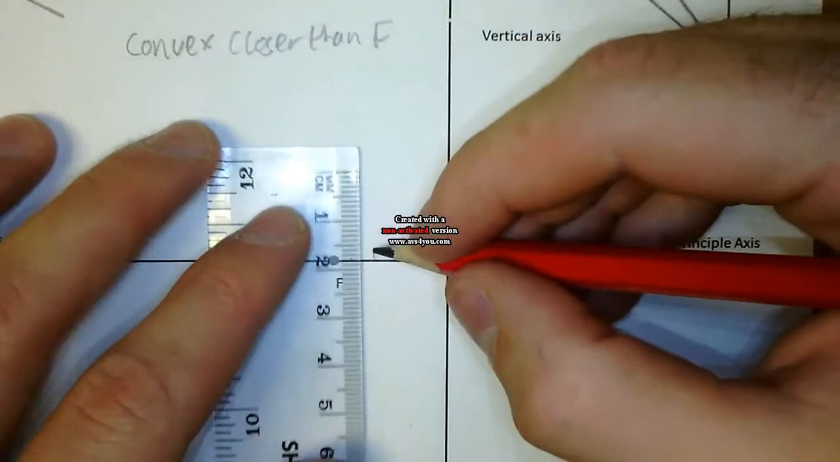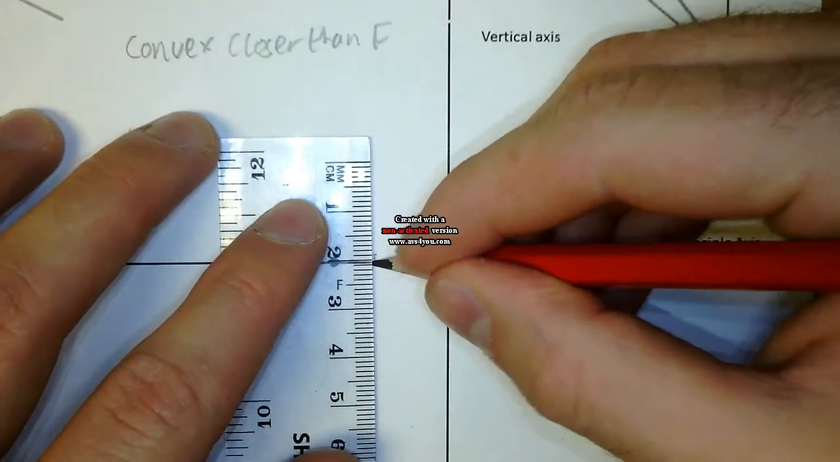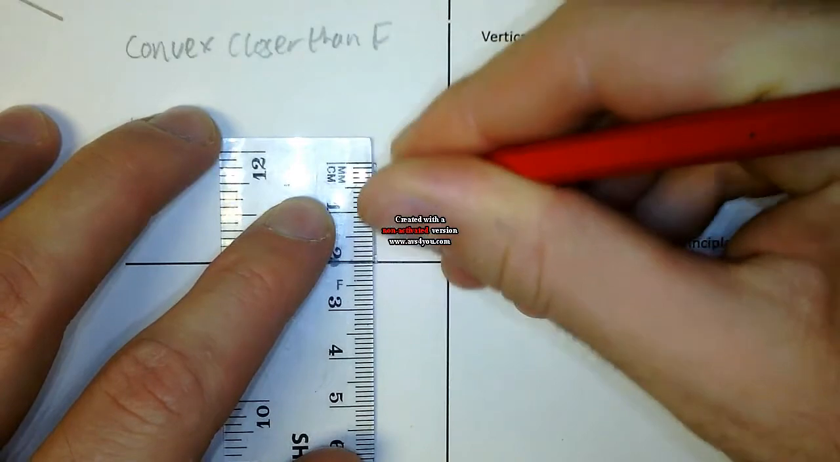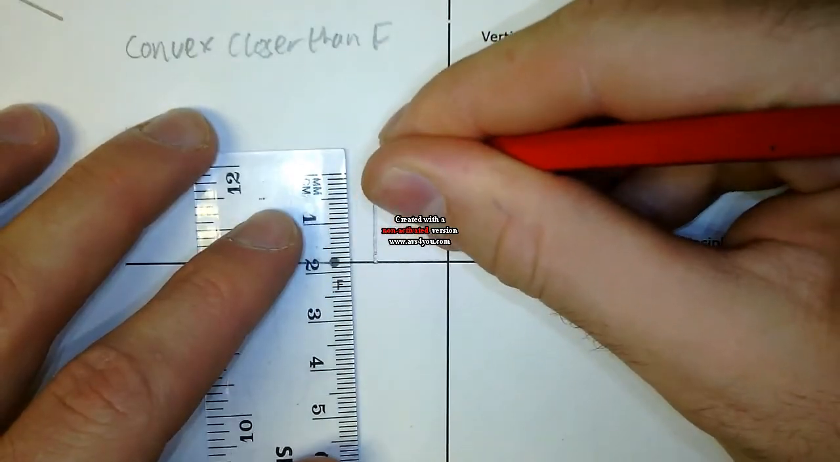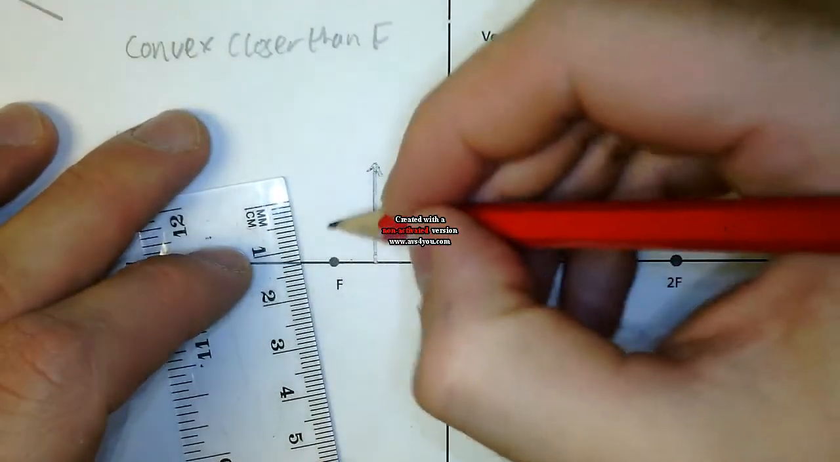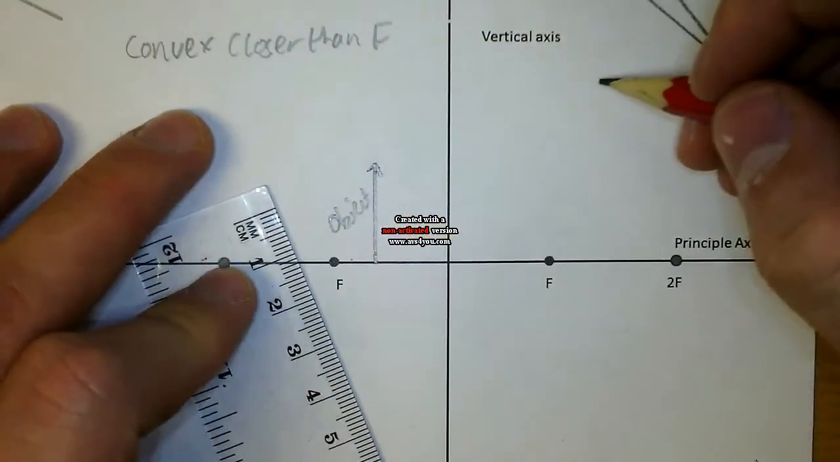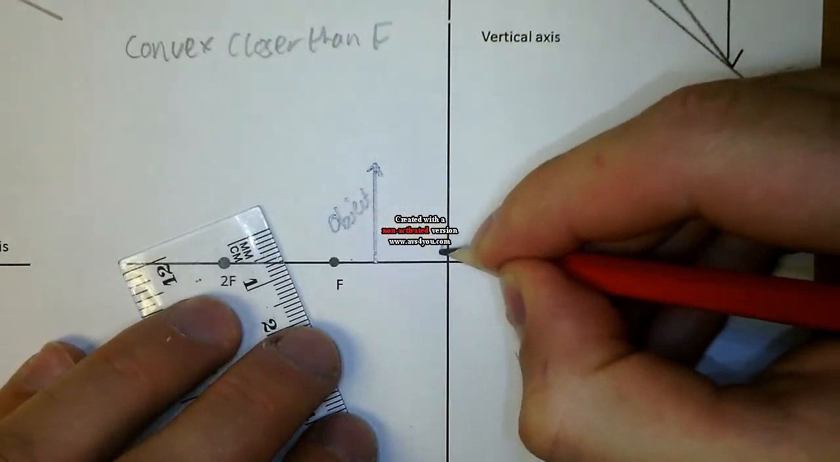I'm going to draw my object a little bit smaller this time because I want to make sure this fits on the page. So I'm going to draw just 2 centimeters. Okay, and we'll see what happens. So object, let's not forget to label it this time. And this time again we've got a convex lens.